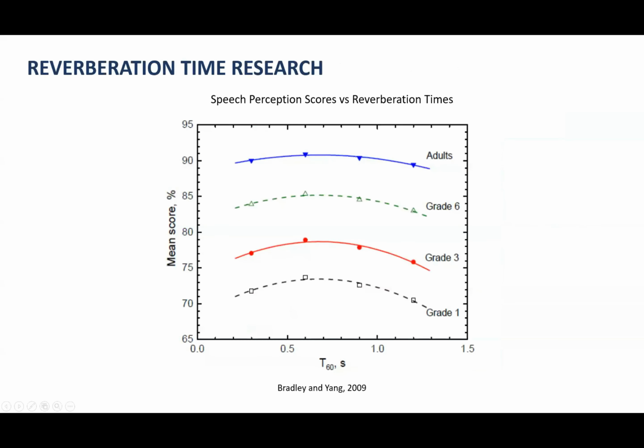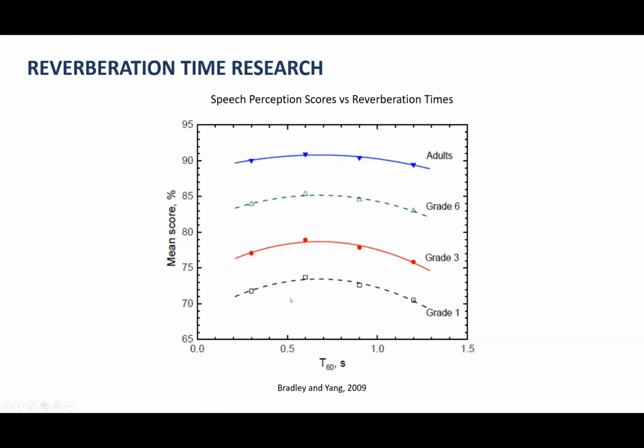to be taking place. Now, this was a study done in 2009 by Bradley and Yang that looks at reverberation time, T60 in seconds, and looks at speech perception scores. And what we're seeing here is that very distinctly, age makes a big difference in the perception of speech as you go up the grade level.